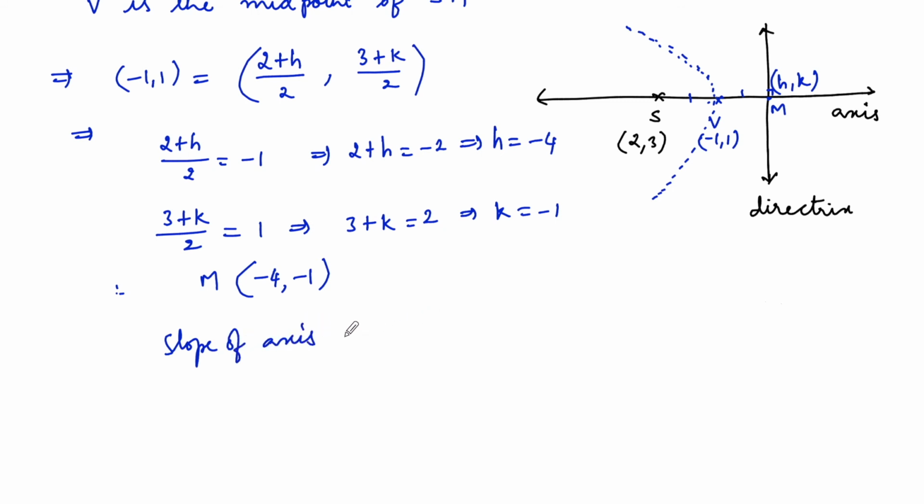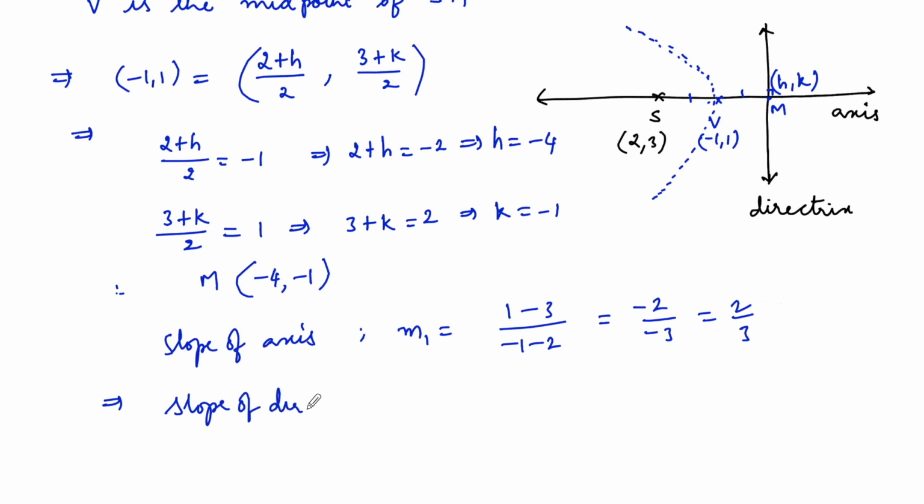The slope of the axis, by using the two-point form, we can write, let us consider m1 is equal to (y2 minus y1) by (x2 minus x1), the slope formula. So 1 minus 3 upon minus 1 minus 2, which is negative 2 upon negative 3, that is 2 upon 3. And then the slope of the directrix, say m2, is equal to minus 1 by m1, since axis and directrix are perpendicular, so the condition is m1 m2 is equal to minus 1.